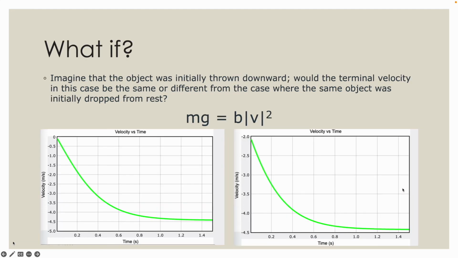Now let's talk about if the terminal velocity would change if the object was initially thrown downward. No, it would not, because the speed at which terminal velocity occurs is only dependent on m, g, and b, none of which are changing in this scenario. According to this equation, which sets the magnitudes of the force of drag and the force of gravity to be the same. And in GlowScript, you can see that this is true when the model starts with 0 velocity and when the model starts with -2 velocity. They both reach terminal velocity at around -4.4 meters per second, regardless of the initial velocity. So it would not change.